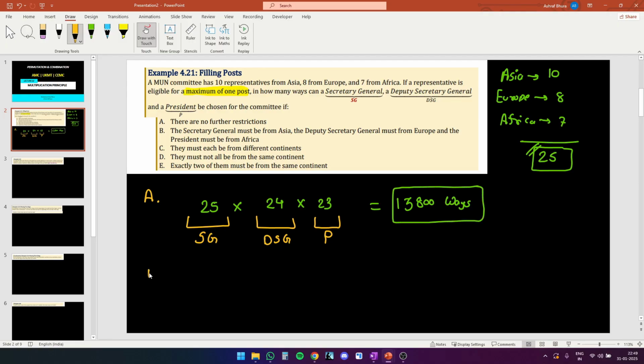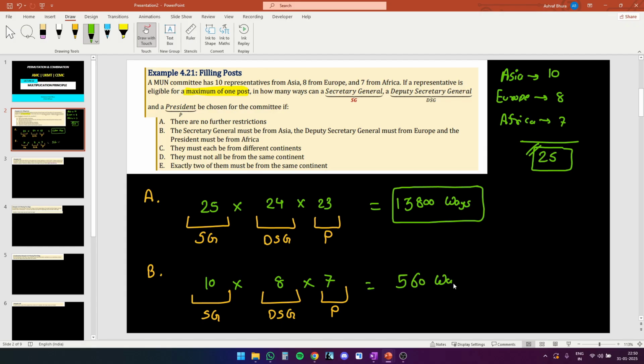Okay, second part. What does it say? That the secretary general must be from Asia, the deputy secretary general must be from Europe, and the president must be from Africa. So for secretary general, if the secretary general is from Asia, how many choices do we have? We have 10 people. For DSG, it should be from Europe, we have 8 people, and for president it's from Africa, so we have only 7 people. So for this case we have 560 ways.